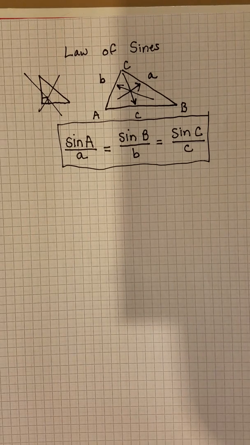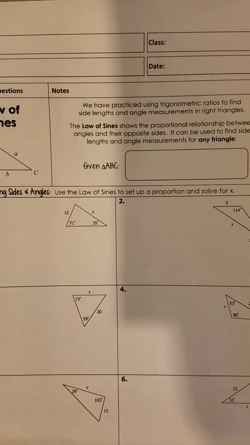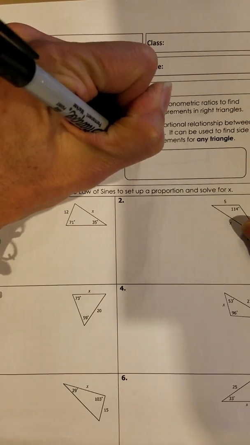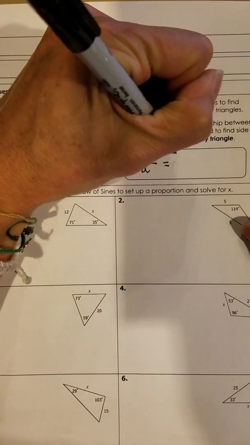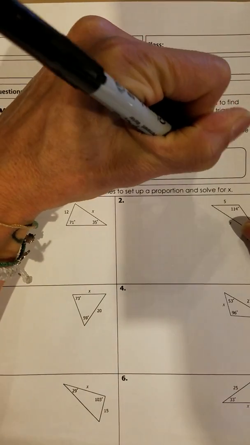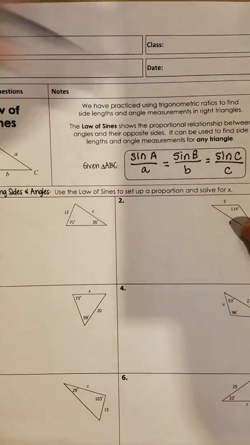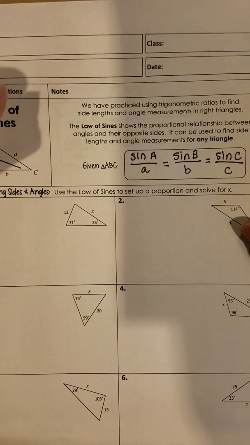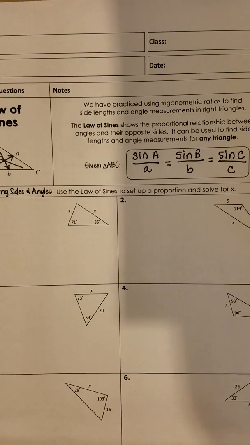So I gave you, in Google Classroom, a copy of these notes. So you can read the notes here, and let me just write down the formula again. I like to think of it as a formula. It's a little less intimidating than the law. Okay, sine of A over a is equal to the sine of B over b is equal to the sine of C over c. And just remember that the lowercase letters refer to the sides across from the vertices. Okay, so that's what we have.